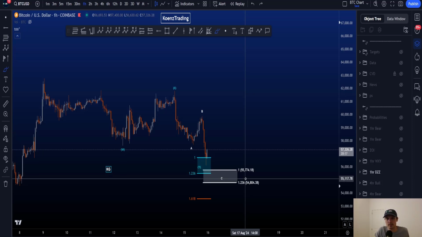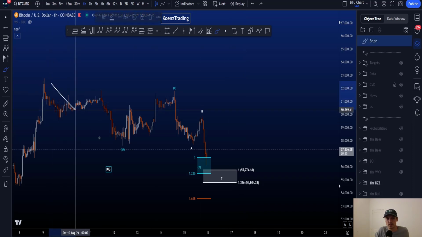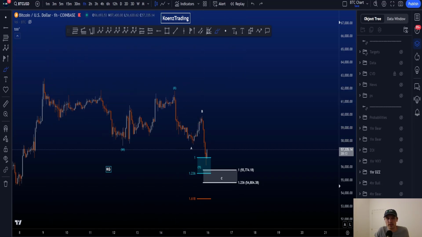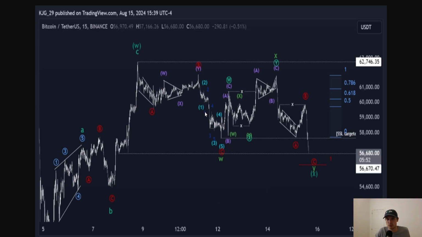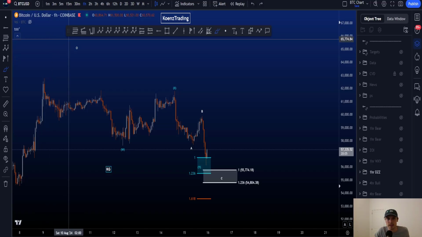Now, what you see on the chart here is a double zigzag scenario, a WXY posted by KG in the gold Discord, W, ABC to the downside, a 3-wave X, and then a wave Y to the downside here.